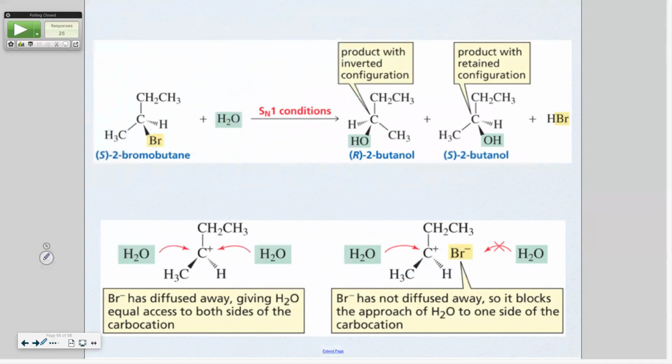All right, so here we have our S-2-bromobutane plus water, and we get R and S. This is the one with the inverted configuration, and this is the one with the retained configuration. Retained just means it's the same, okay? When the leaving group leaves, it can block one of the sides, and that's what this is. The water can't come in from that side because the leaving group left over there. So that's how you can sometimes get a little bit of excess of this one.